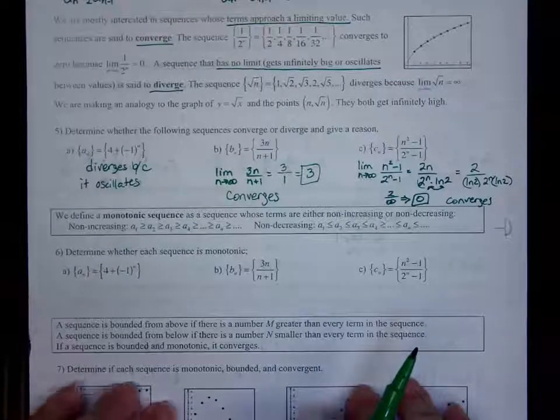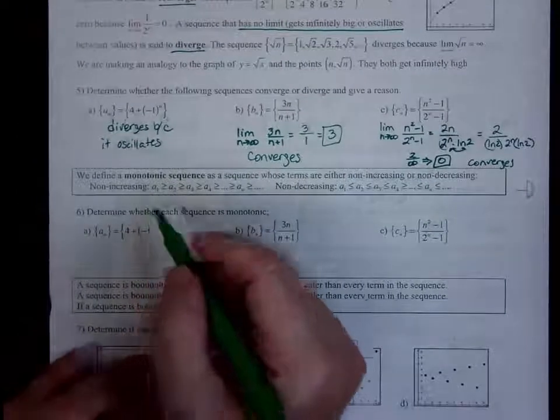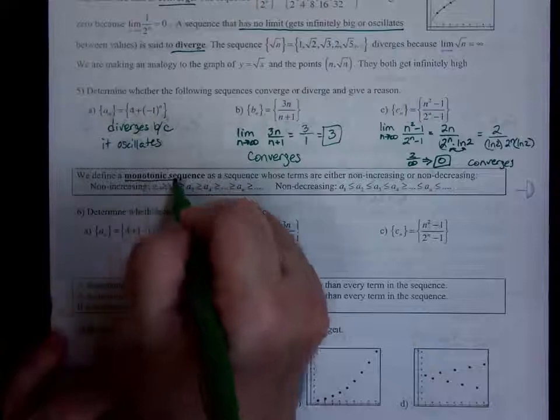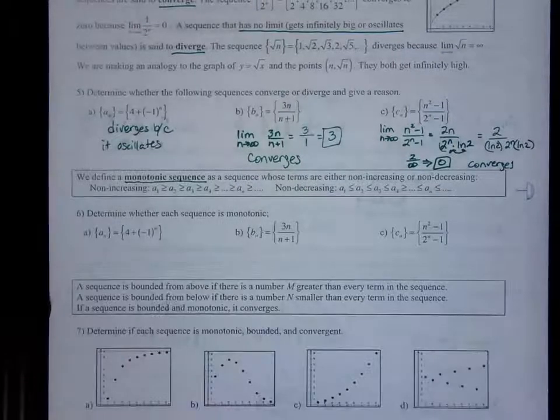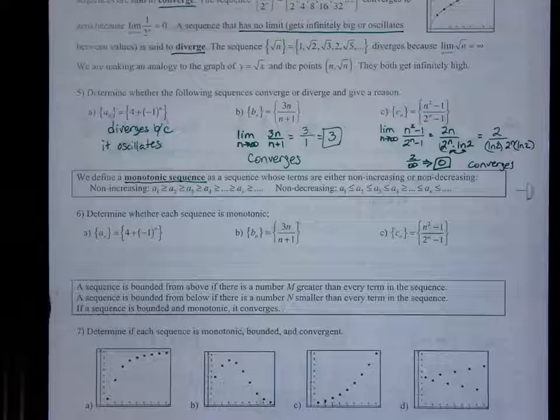Okay. The next thing, we have a few more vocabulary words to learn, and then we're going to be done. First of all, we're going to talk about what's called a monotonic sequence. What does the word monotonic sound like? Monotone. That's a person who talks like this all the time, and they're really boring. Or monotonous. What does monotonous mean? Same thing, over and over and over.